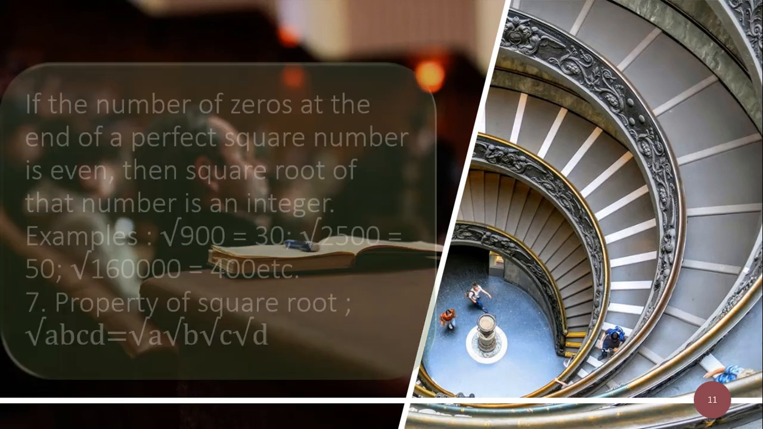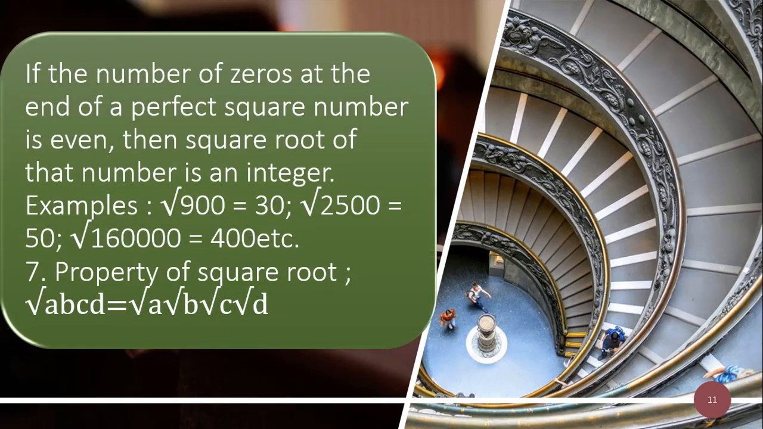If the number of zeros at the end of a perfect square number is even, then the square root of that number is an integer. Example, root under 900 equals 30, root under 2500 equals 50, root under 160,000 equals 400, etc.